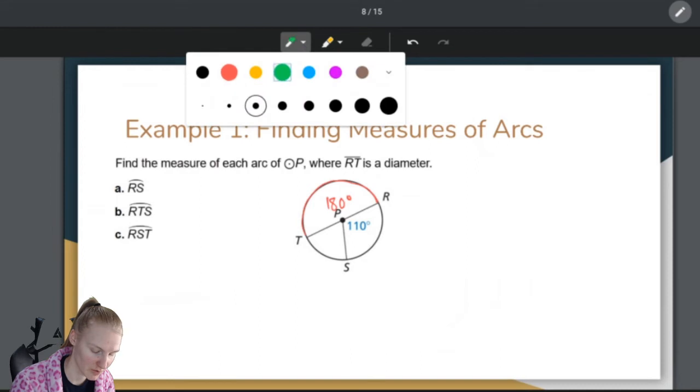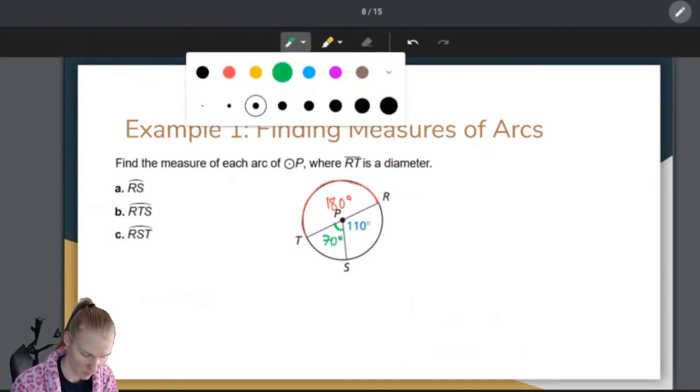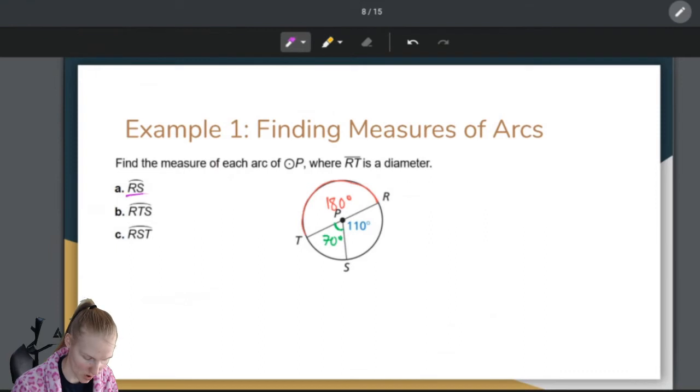Now I can find this measure by doing 180 plus 110, 360 minus all of that. So this is 70 degrees. Now let's look at RS. RS is right here. So the measure of RS is 110 degrees. Since this angle is 110, this arc will also be 110.